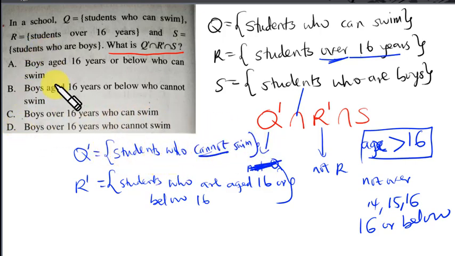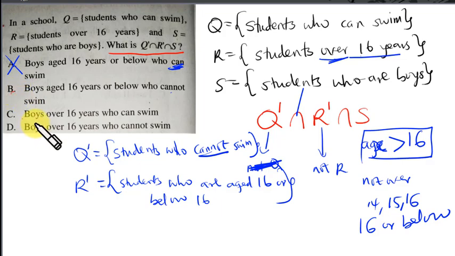So let's look at the options here. Here we see who can swim. That makes option A incorrect because for Q complement, it should be students who cannot swim, but here we see who can swim because of the word can. A is not a possible answer. Here we see cannot, so B is a potential correct answer.